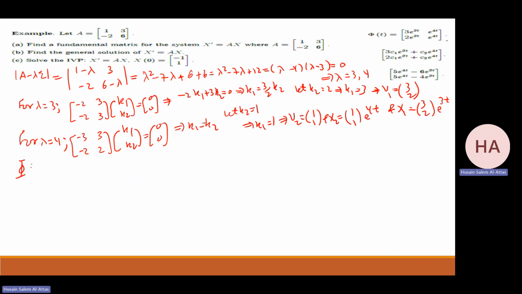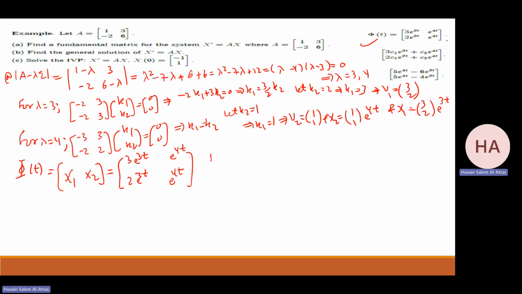What will be my phi of t, which is the fundamental matrix? This is the start of it, this is the end of it. So just list them. I have x1 and x2: the first column is 3 e^(3t), 2 e^(3t), and the second column is e^(4t), e^(4t). That will be my phi of t, which is this one.